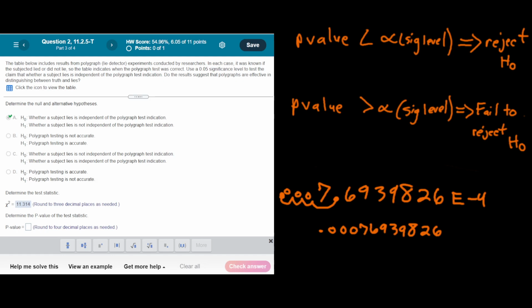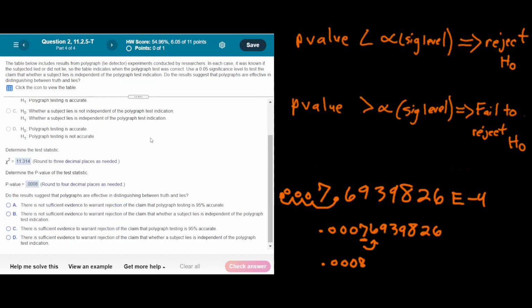They want us to round to 4 decimal places. So we're going to stop here, but we're going to glance at the number to the right. If it's 5 or more, we're going to add 1 to it. And it is 5 or more, so we add 1 to it. So this is 0.000, add 1 to it, 8. So we get 0.0008.